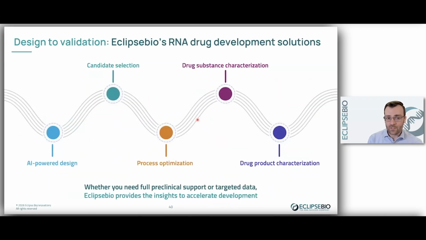And at Eclipse Bio, we offer these sequencing capabilities really across the full preclinical development lifecycle, from AI-powered design to candidate selection, process optimization, and then characterization of both the drug substance and the drug product. And we provide this as full preclinical support that you can come to us with an amino acid sequence. We'll help you design it and validate it versus doing targeted support specifically where your program is at. So helping examine your manufacturing process, helping to characterize the final drug product as you move towards regulatory filings, with the goal of providing you the insights that are needed using sequencing to make better decisions and then move forward with confidence into the clinic.